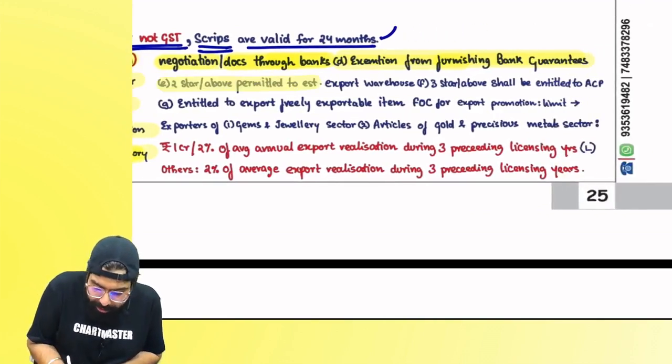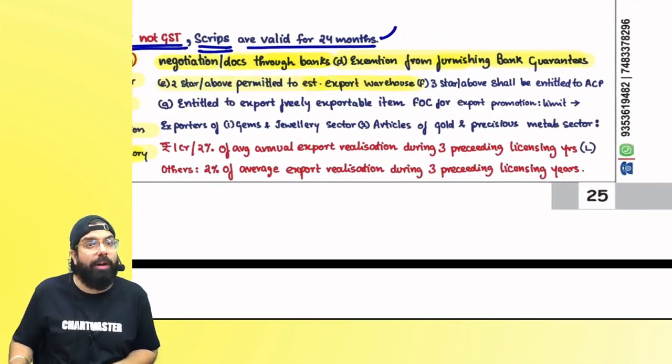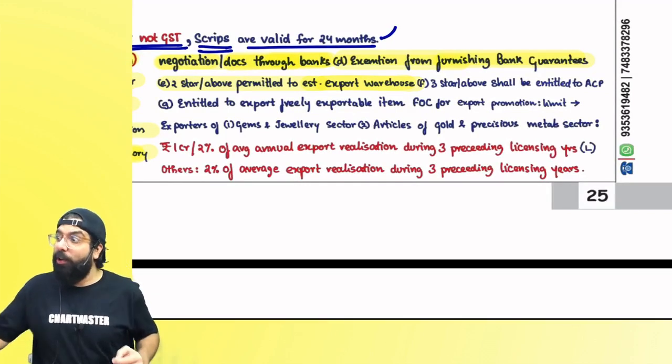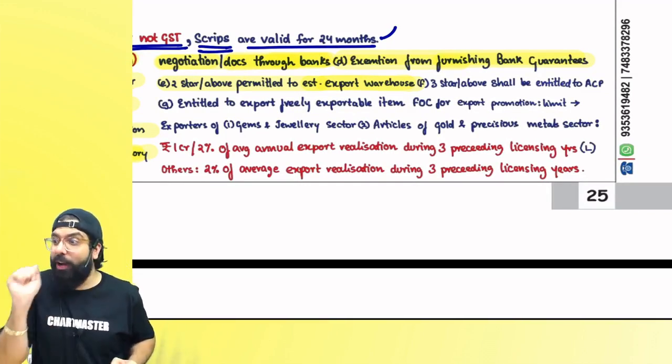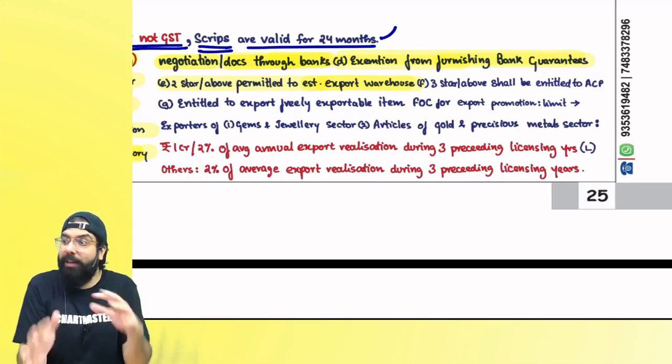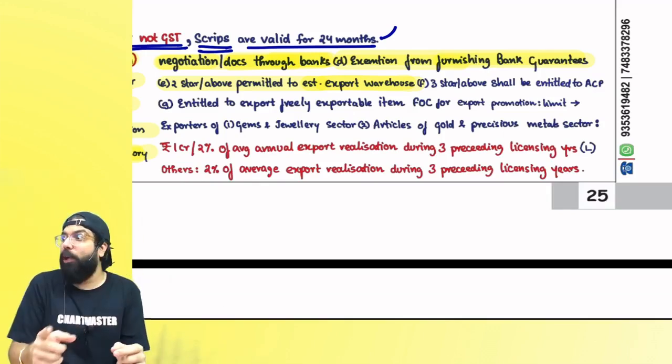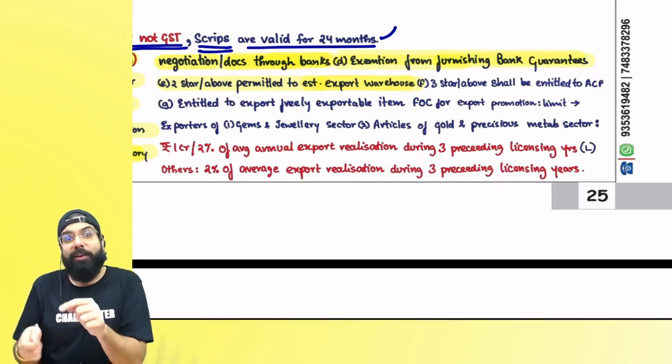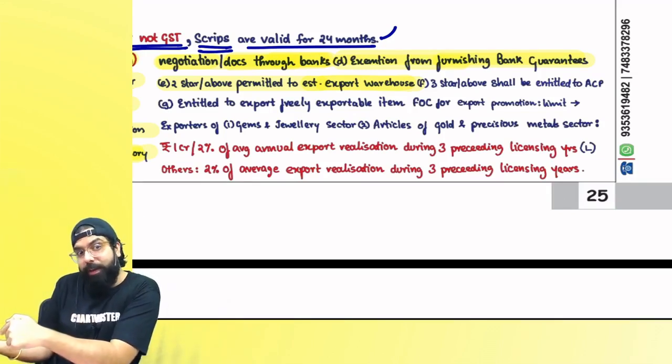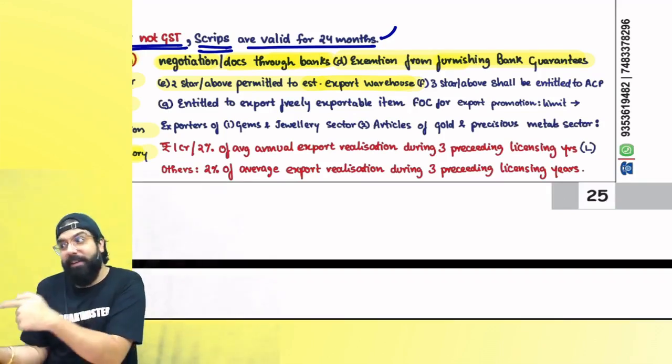Sir, 2 star and above can establish their export houses. So, if you are a status holder, you can own a warehouse. You can get goods, keep them over there, manufacture on your own and export outside India. Are you guys able to understand? So, in customs, we learned about the warehouse. Here, we are learning who can establish their own warehouse.